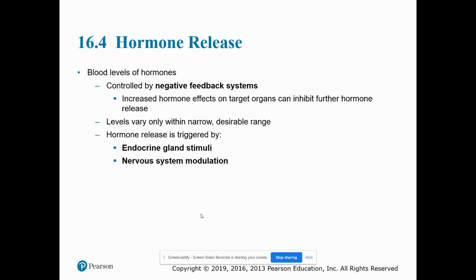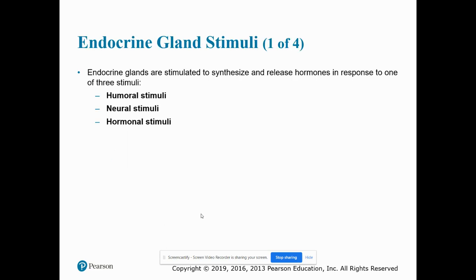Whatever the effect is on the target organ, it will inhibit further hormone release. Levels vary only within a narrow desirable range, and hormone release is triggered by endocrine gland stimuli or nervous system modulation. So the endocrine glands are stimulated to synthesize and release hormones in response to one of three stimuli. Make sure you don't get these confused. It's humoral, neural, and hormonal. Do not confuse humoral and hormonal. They sound very similar.